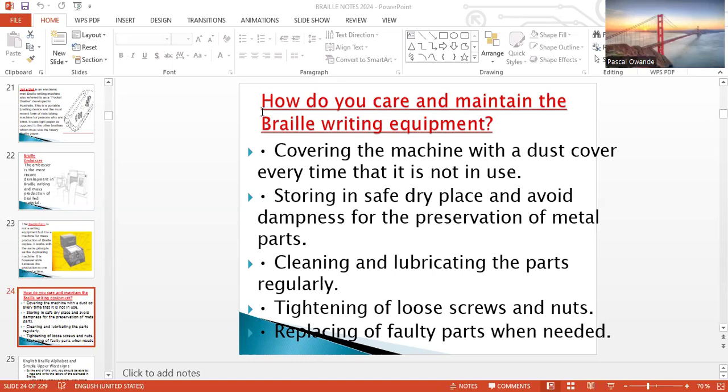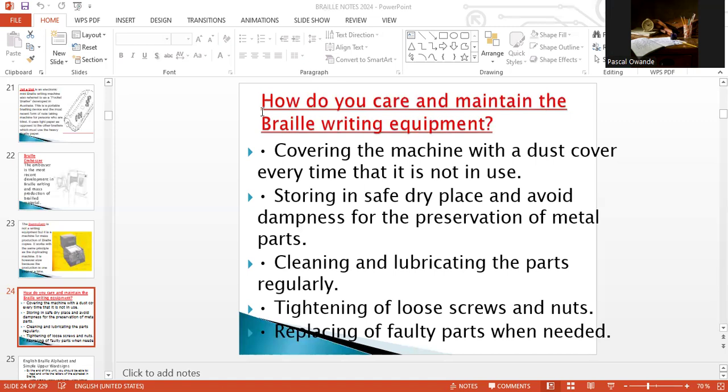This is a Perkins Braille machine. You can see it is covered with the brown polythene. So we can cover the machine so that we protect it from the dust particles.